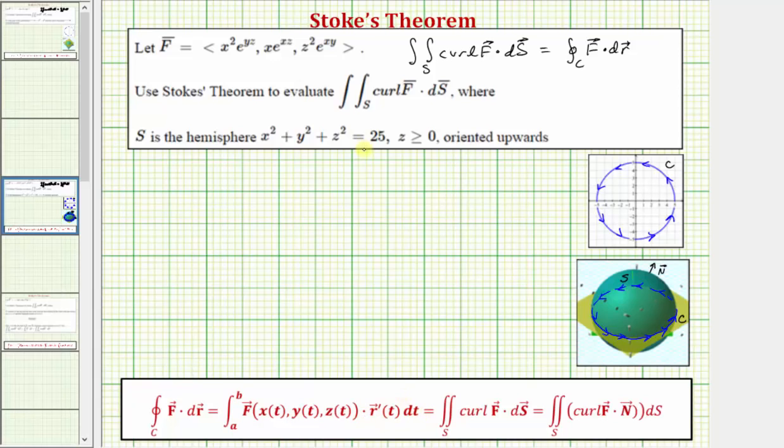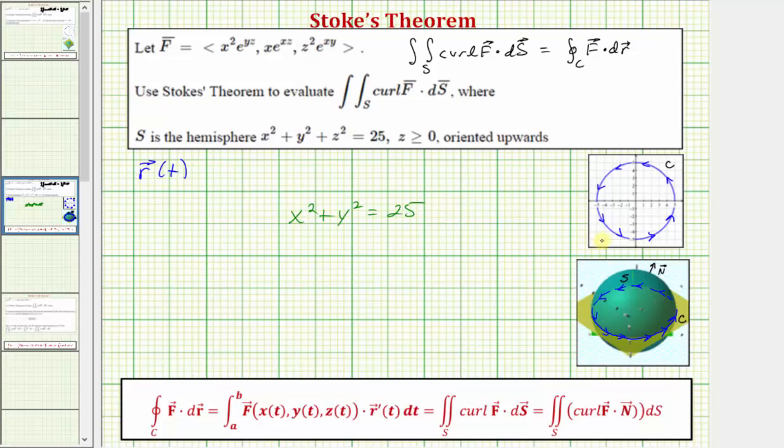So let's work on parameterizing the curve C using the vector function r of t. Well, notice how if we set z equal to 0 for the equation of the hemisphere, that would give us the equation x squared plus y squared equals 25, which does give us the curve C. Looking at our graph here on the far right, again, here's the curve C, which is the boundary of the surface S. So on the xy plane, the curve C is this circle, where the radius is 5, and the center is at the origin.